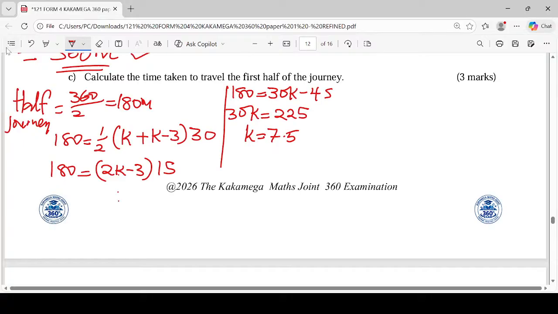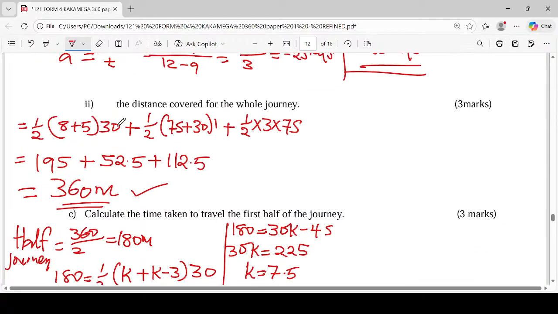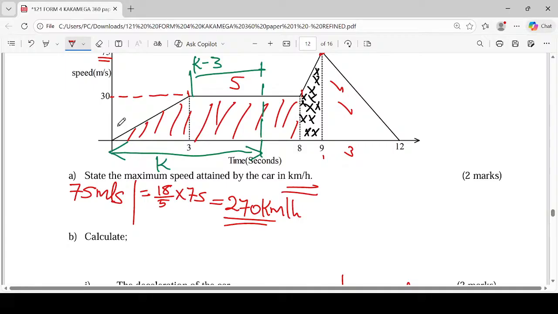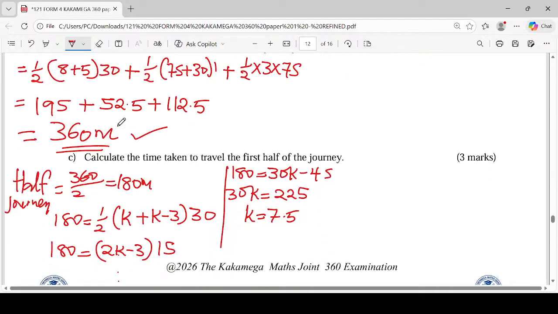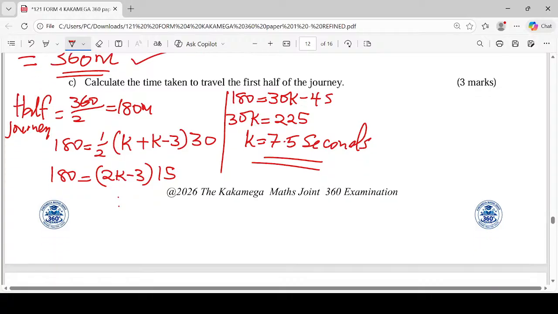7.5. Remember, that k is the time taken to cover the first half of the journey. So the correct answer here should be 7.5 seconds.